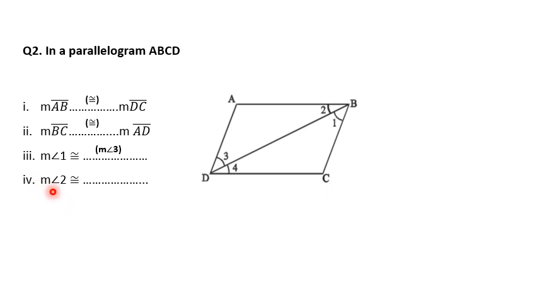Now students, in fourth, measure angle 2 is congruent to dash. Measure angle 2 is congruent to measure angle 4, because these are alternate angles. So measure angle 2 is congruent to measure angle 4.